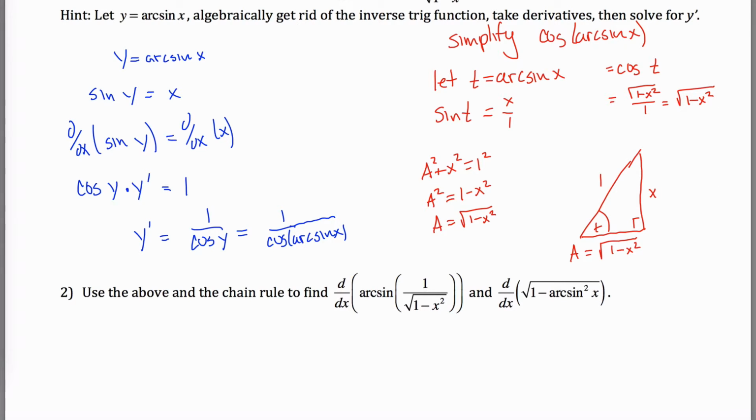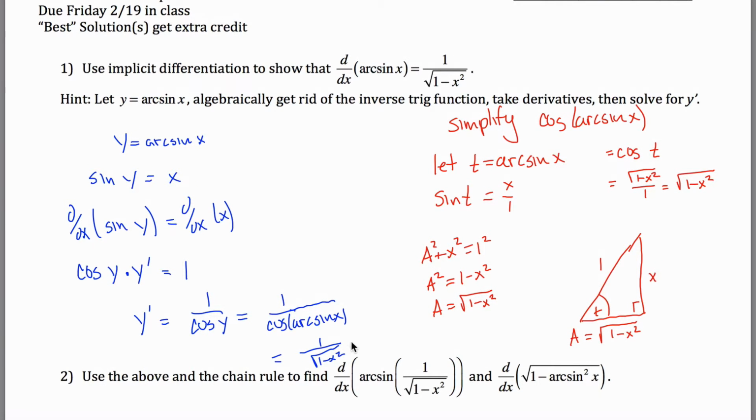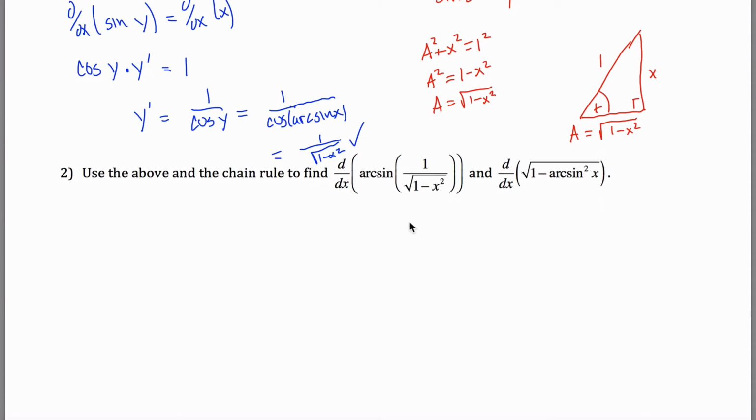So then what I can do is I can take this answer. I just figured out that the cosine of the arcsine of x is equal to this guy. So instead of writing cosine of arcsine of x down here in the denominator, I can just write this guy, the square root of 1 minus x squared, which was exactly what I was supposed to come up with. I'll throw the check mark down there, and I'll say that I solved that part. And now that you have this, do some stuff with it.